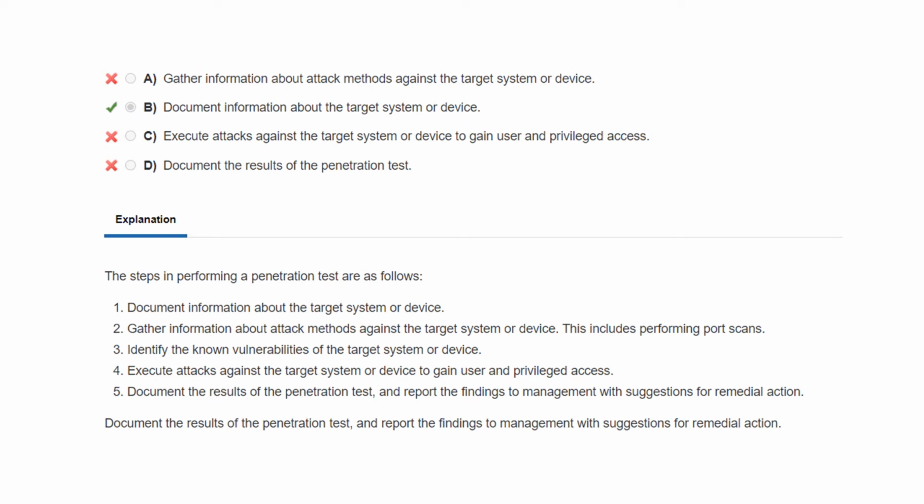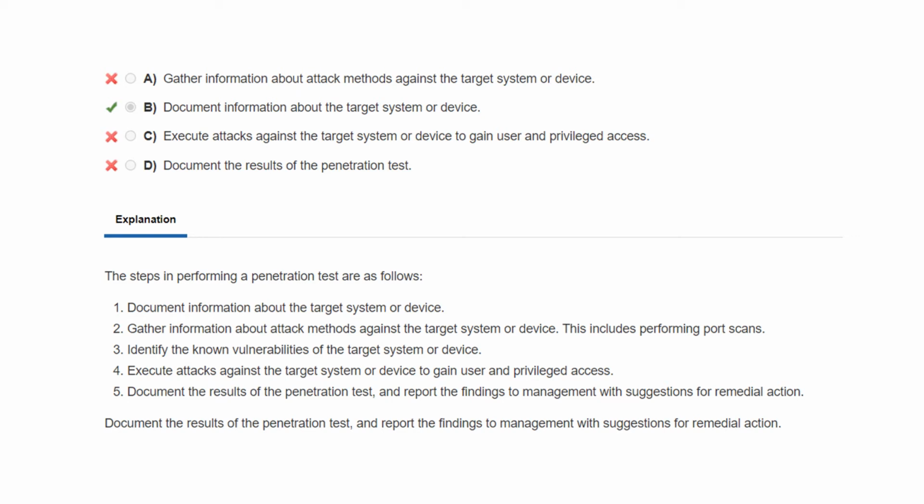This includes performing port scans. 3. Identify the known vulnerabilities of the target system or device. 4. Execute attacks against the target systems or device to gain user and privileged access. 5. Document the results of the penetration test and report the findings to management with suggestions for remedial action.